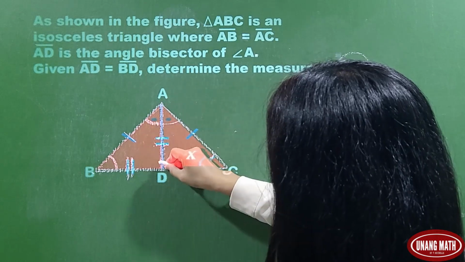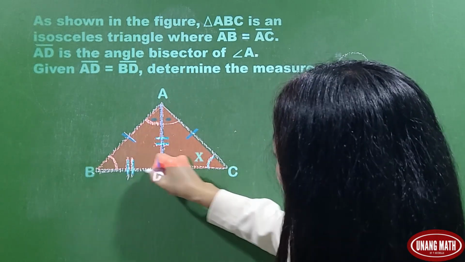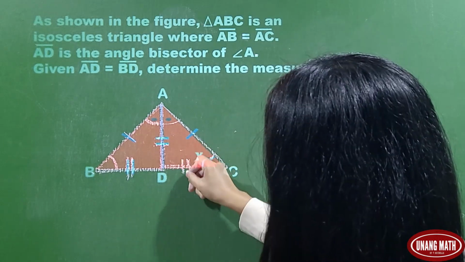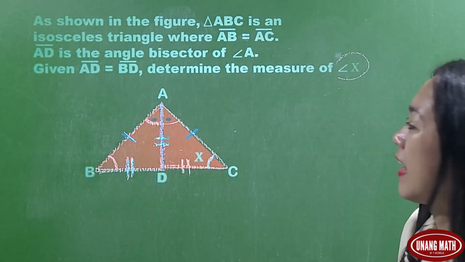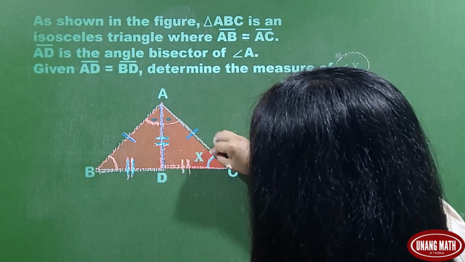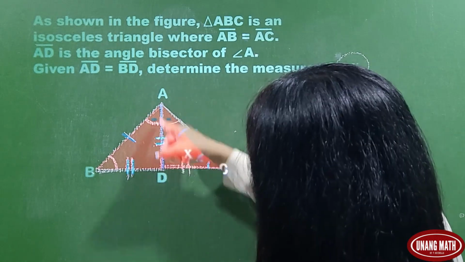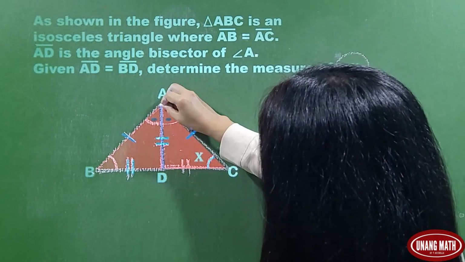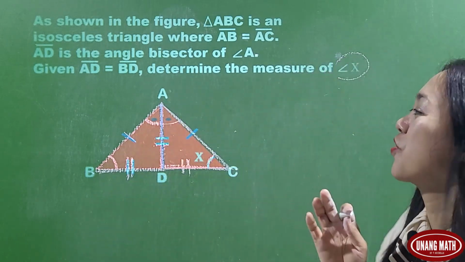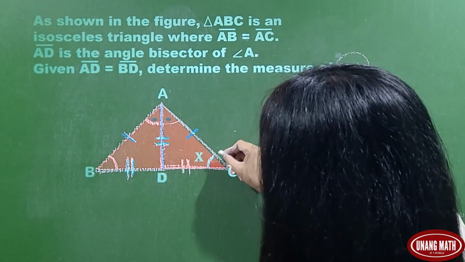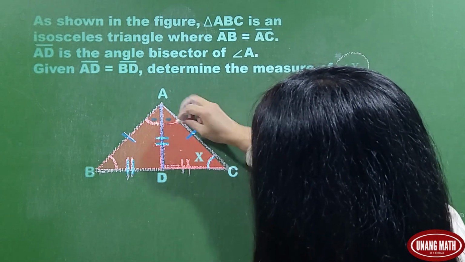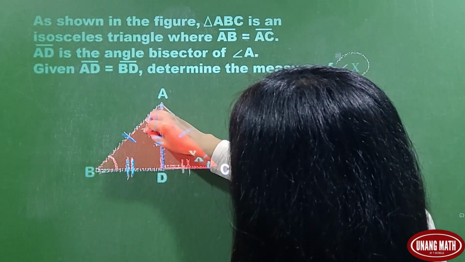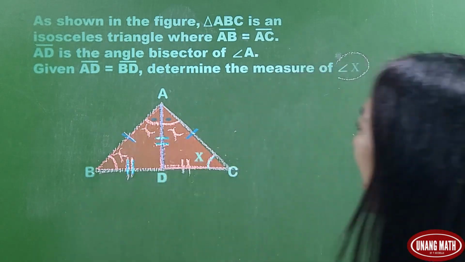Since this is an angle bisector, segment BD is equal to segment CD. If we consider triangle ACD, this segment AD is equal to this segment, so this is also an isosceles triangle. So if this is angle X, then this is also angle X.